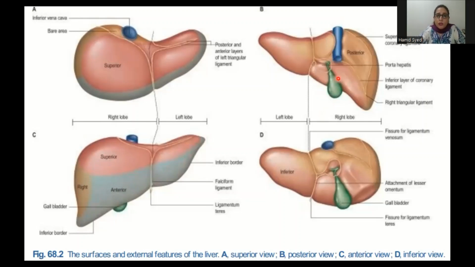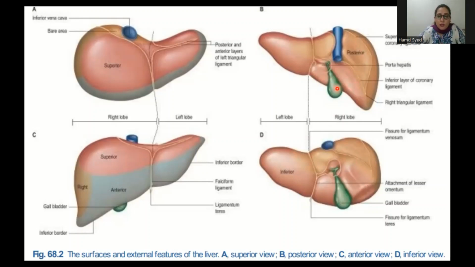Now let's look at the posterior view of the liver, which is B in the diagram, and this area which has been colored in brown represents the posterior surface of the liver. And just beneath that is the inferior surface. If we look at it from inferiorly, the inferior view shows us the inferior surface of the liver. Like I mentioned before, the inferior and the posterior surfaces are collectively known as the postero-inferior or visceral surface.